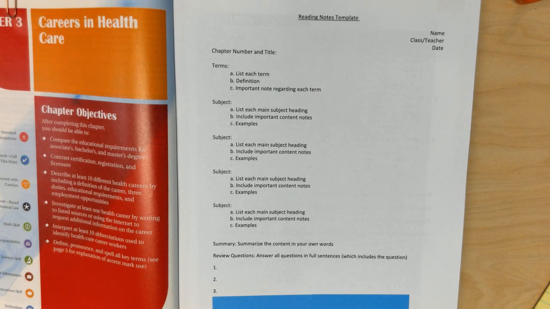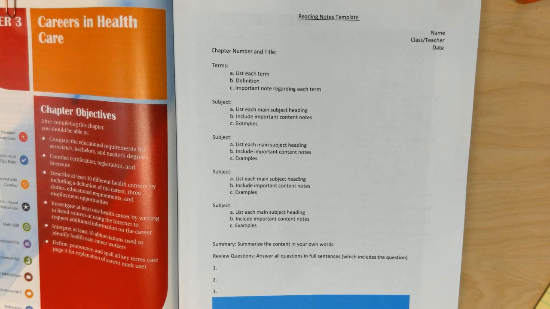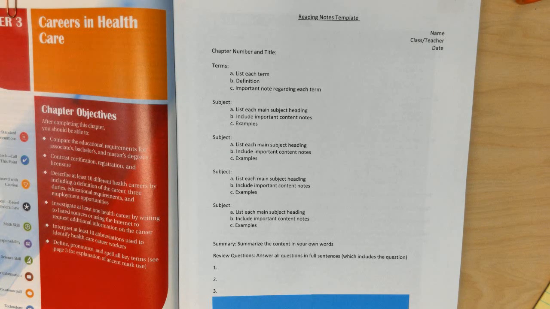There's going to be some things that you already know. So most people know what a nurse is, right? But maybe you don't know that there are different levels to a nurse. There's an RN, there's a BSN, there's an MSN, depending on which level of education you have. So only write down what you don't know.